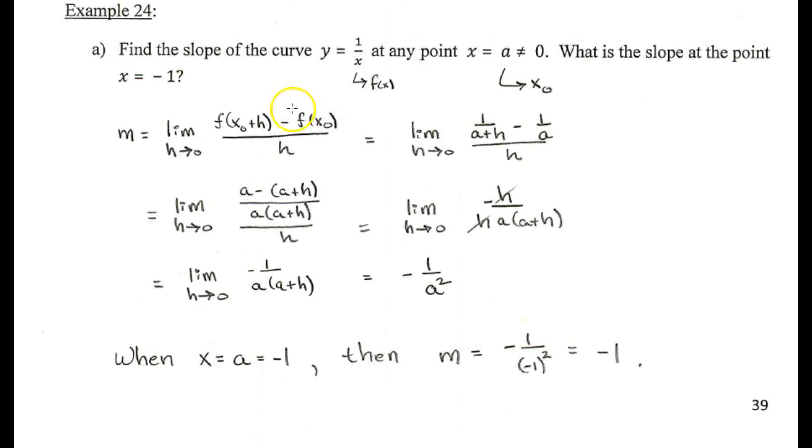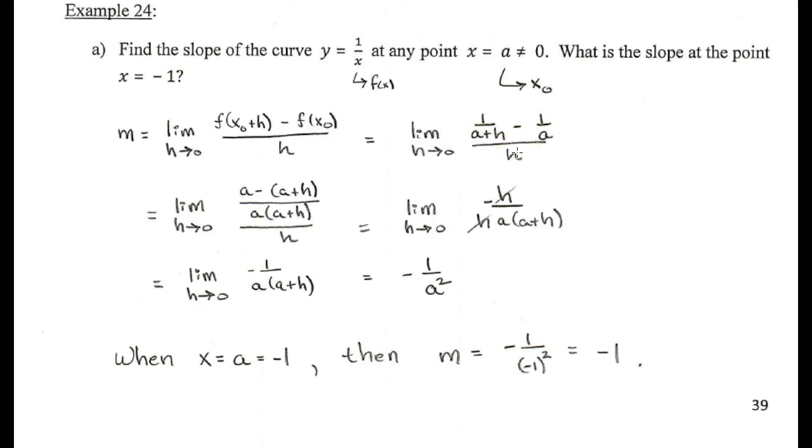So in the definition for the slope of any curve, the tangent line to that curve, m is the limit as h approaches 0 of f of x naught plus h minus f of x naught over h. So that's just the definition, and that's what you need to have memorized or written down. So the function right now is 1 over x. So f of x naught plus h, well, x naught is a. So f of a plus h means you take a plus h and stick it in for x into f of x. So 1 over a plus h minus f of a would be minus 1 over a, all divided by h.